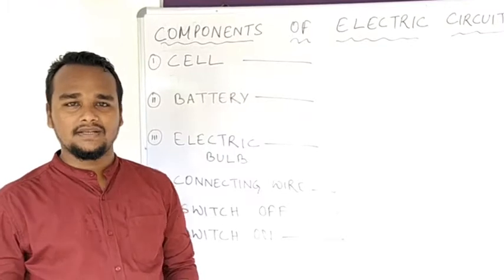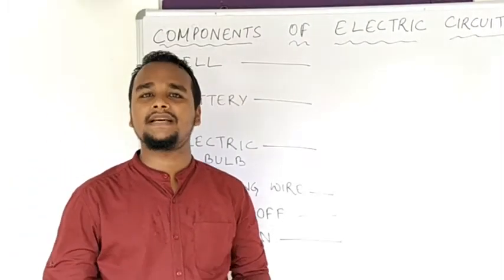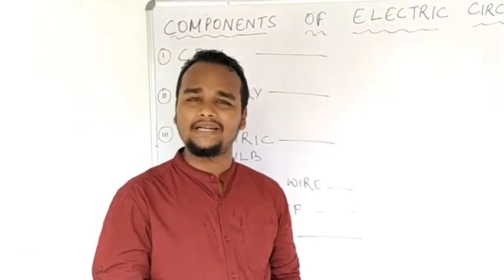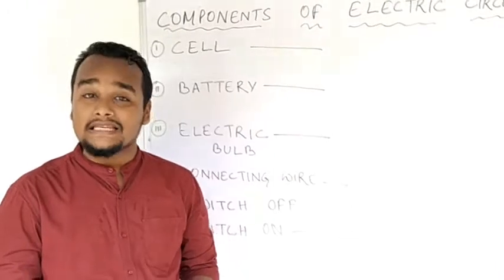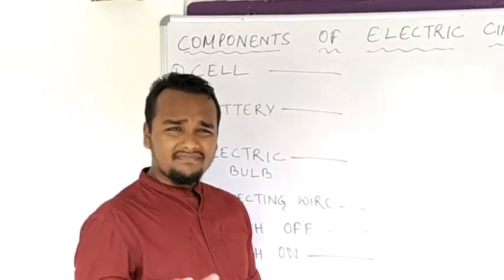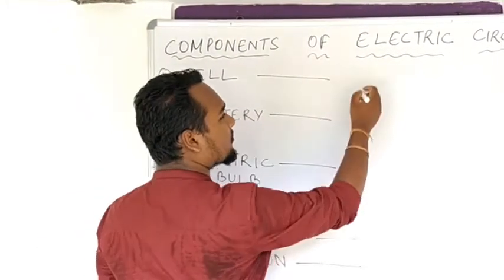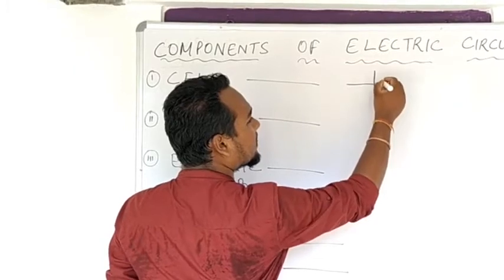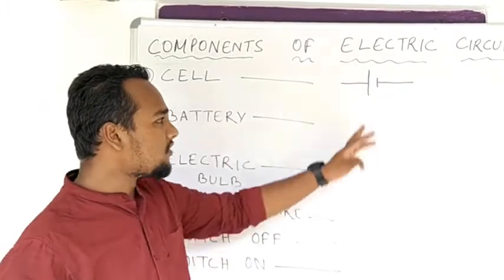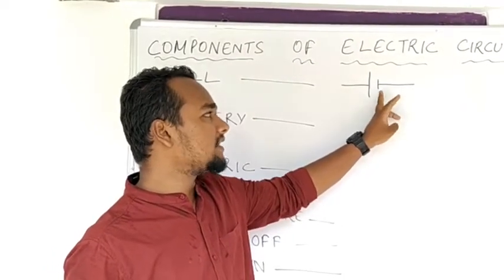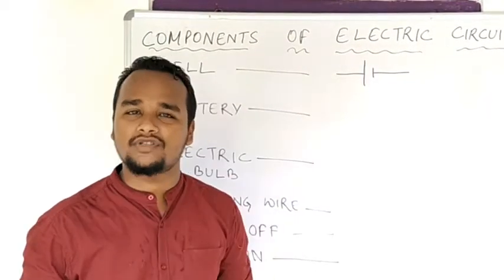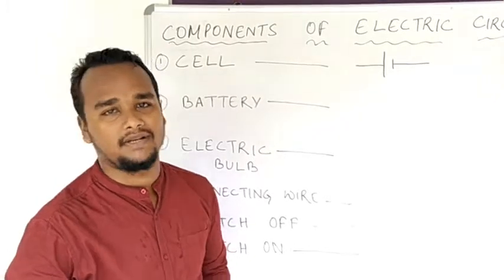The first one is the cell. So what is a cell? It is a device which stores chemical energy. When connected to a circuit, what does it do? It converts chemical energy into electrical energy. How do we denote the cell, or what is the symbol of a cell? It is denoted by two vertical lines, one longer and one shorter. The longer one is the positive terminal, and the shorter one is the negative terminal. So a cell comprises a positive terminal and a negative terminal.